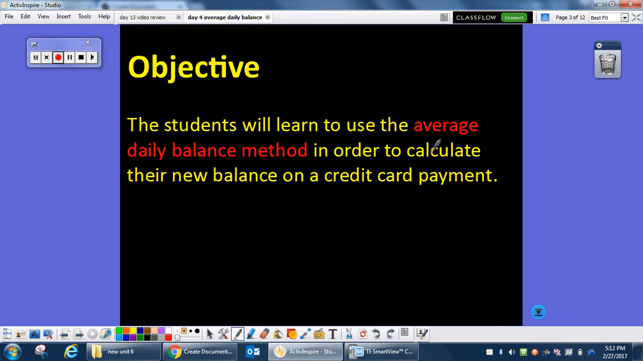Today you're learning to use the average daily balance method in order to calculate the new balance on a credit card. It's really going to help if you know the number of days in the months. So whether you have a calendar, or however you remember it, that's going to really help you today.